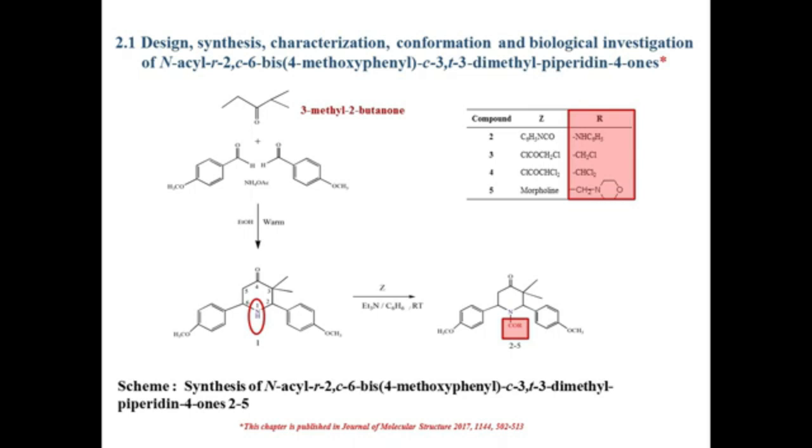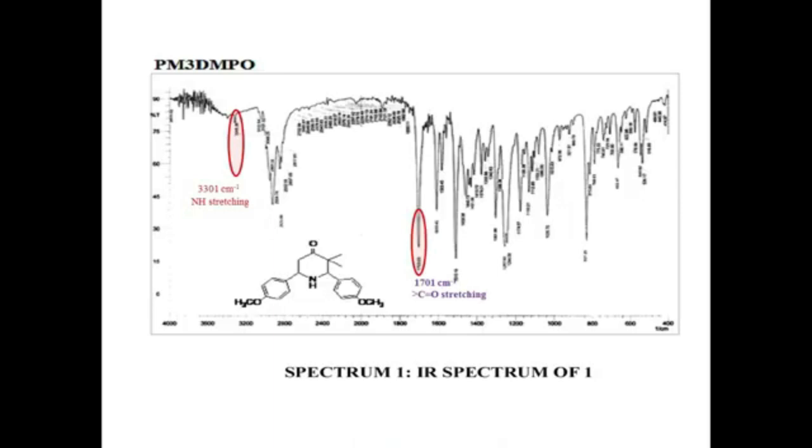So first we can easily find out this parent compound has two functional groups. A keto group appears at 1700 cm⁻¹ stretching vibration, and the 3300 stretching vibration appears for NH stretching. So I can easily find out my parent compound has two functional groups, and the aromatic region appears in this region. This is the fingerprint region.